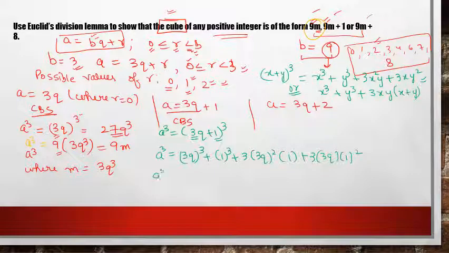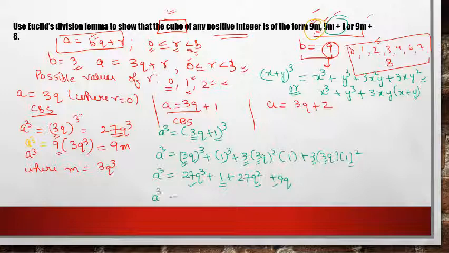So expand it. 3 3s are 9, 3s are 27 q cube plus 1 cube is 1. 3 3s are 9, 3s are 27 q square plus 3 3s are 9 q. 1 square is 1, right? Now what we have to prove is 9m plus 1, right? So 1 is here, rest all need to be made as 9m. So I am taking them all together and then 1 separately because it is the desired result.